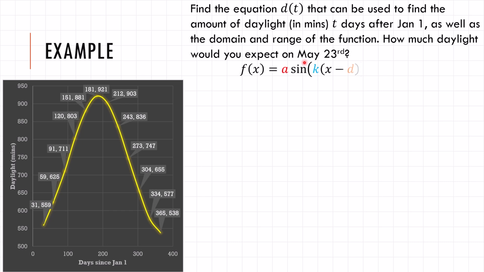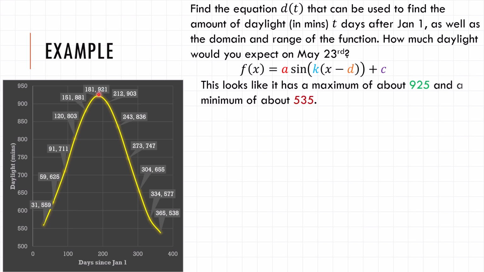Well, hopefully you started with the fully transformed template of a sine function, and here we just need to know what a, k, c, and d are. That's how we create an equation. Now, looking at this graph, how can I find these values? Well, one thing is I know that the c value, the midline, is right in the middle. And if I look at this wave, the top looks like it's about here, and I would estimate that to be around 925.